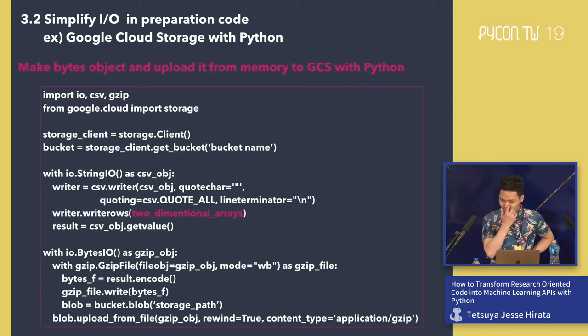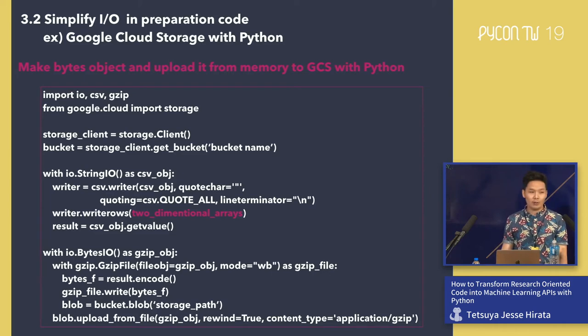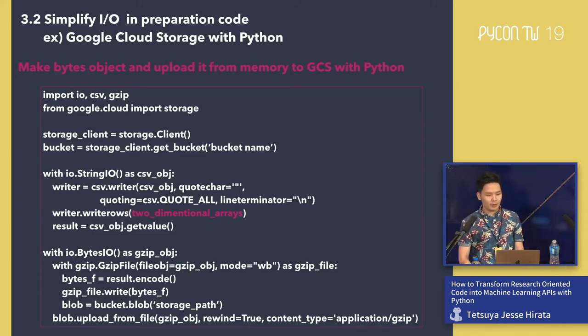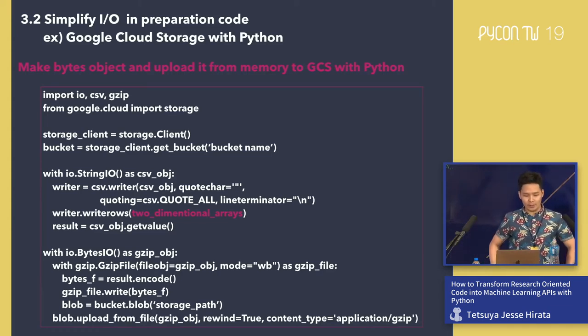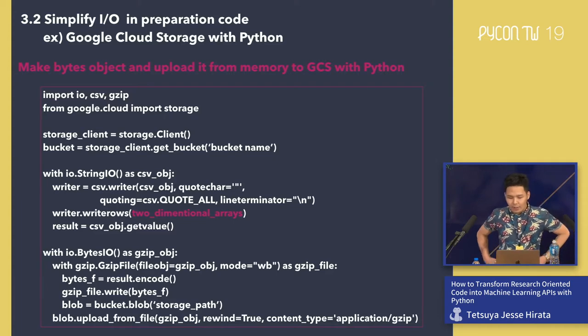Now, when writing preparation code to access GCS, I suggest that you make a byte object and upload it from memory to GCS with Python. I tended to write code that makes CSV files locally, then loads them and uploads them from the local PC to GCS. This is because it allows me to quickly write the code. As a result, a large amount of CSV files sometimes stay on the local PC and consume extra memory of the PC. So I suggest that you make a byte object.